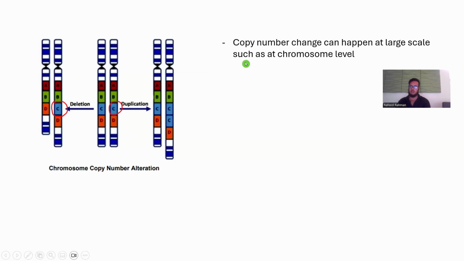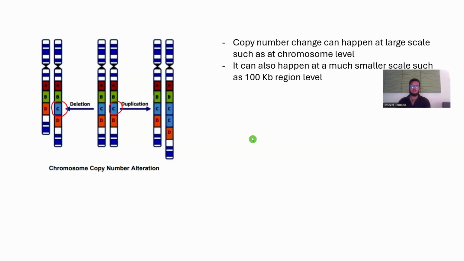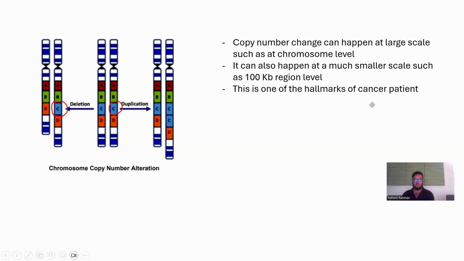As I mentioned before, it can happen at the chromosome level. This is basically large scale copy number alteration, and you are going to see a lot of amplification, deletion, or duplication in such cases. But it can also happen at a much smaller scale, like a 100 kilobase region, which is a very small region in the human genome. This is very, very important if you are doing cancer research, because it is one of the hallmarks of cancer. If you have cancer or some physiological stress in your body, then this kind of deletion or duplication can happen in the DNA of human cells.